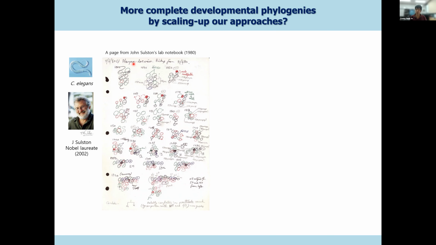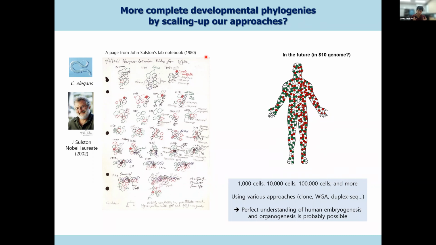So what if? In this project, we sequenced only several hundred clones from individuals. But what if we can sequence 1,000 cells, 10,000 cells, 100,000 cells, and all the cells from an individual body? Then, using a similar approach, we can finally reconstruct the complete developmental processes of human embryogenesis. That will be possible. And if the genome sequencing cost drops to $10, then probably we can conduct this kind of analysis.